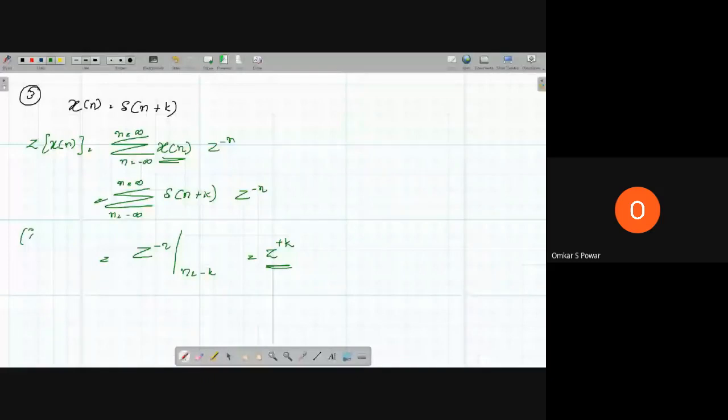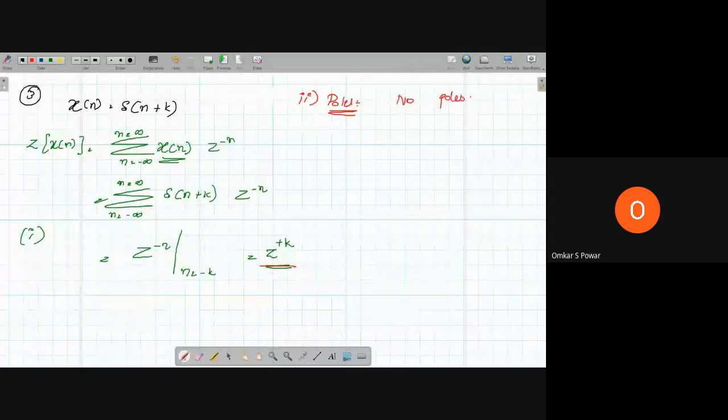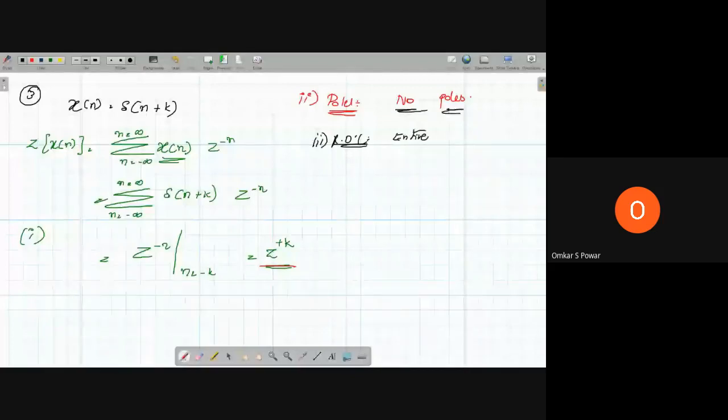Then what we have to get? We have to get the poles and the ROC. Second one, to get the poles, equate the denominator to 0. Here there is nothing in the denominator, so no poles. And ROC. So what is the ROC? It is the same as your first problem. It is your entire z plane since it has no poles. So you have your z plane here. Your ROC is your entire z plane.